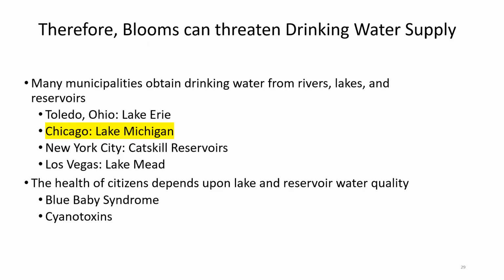And then, of course, as you know, Chicago obtains its drinking water from rivers and lakes, specifically Lake Michigan, right? So if a bloom happens in Lake Michigan, that's going to threaten our drinking water supply. So this is why it's important to understand how these nutrients function in these ecosystems.